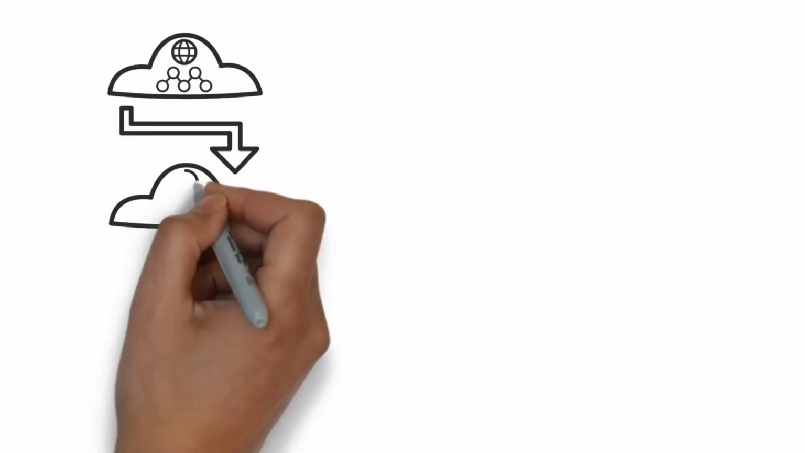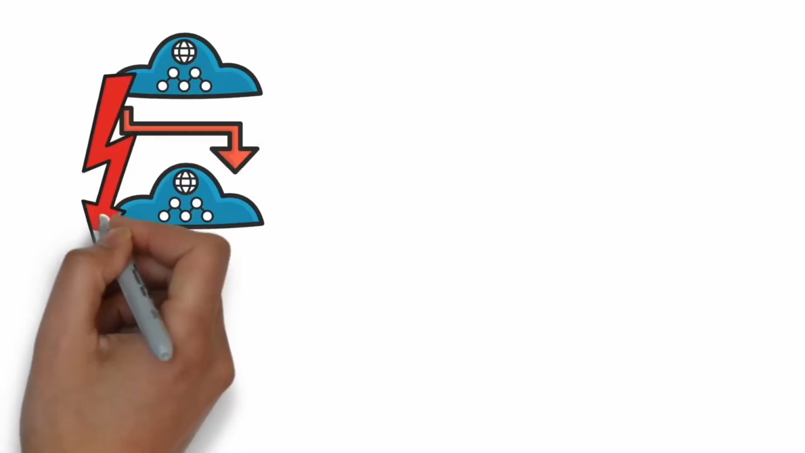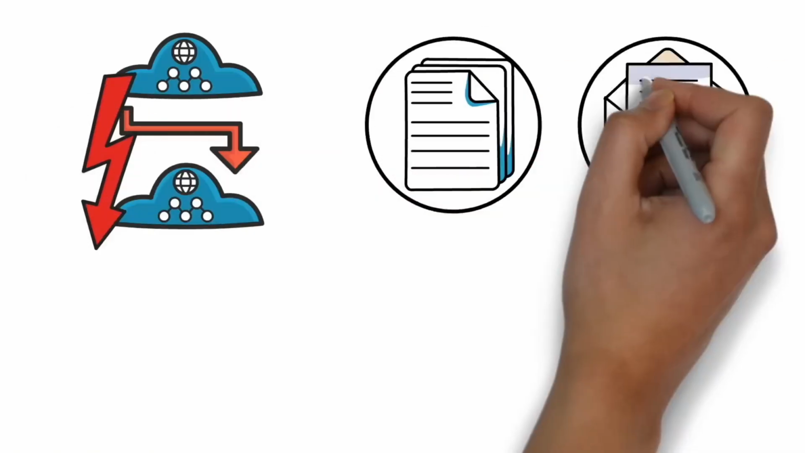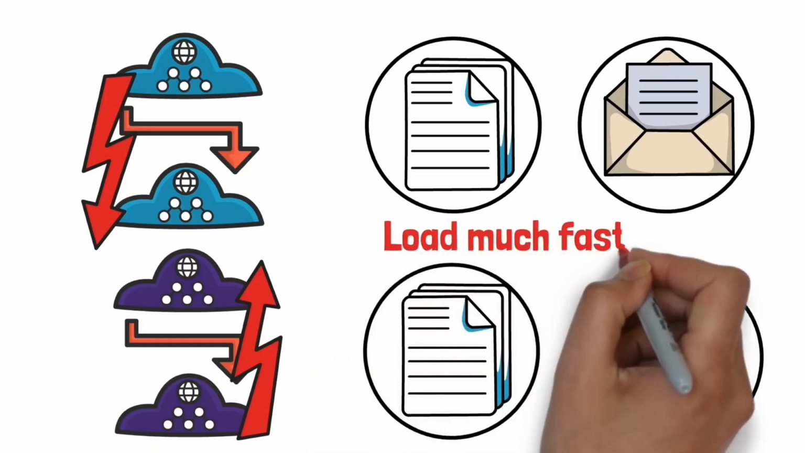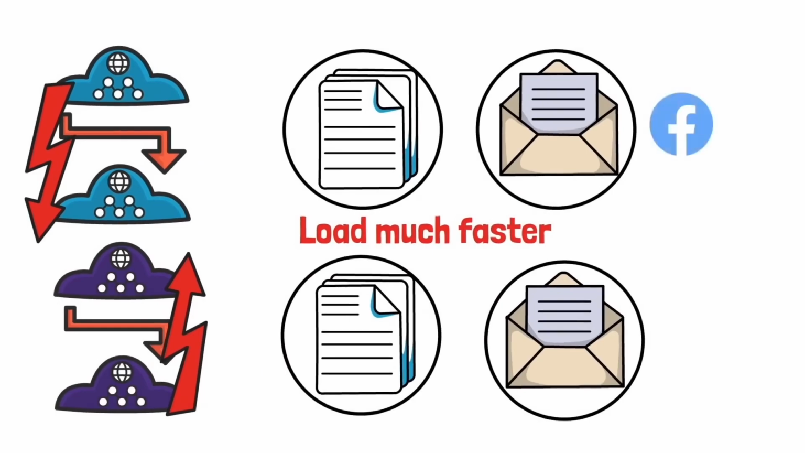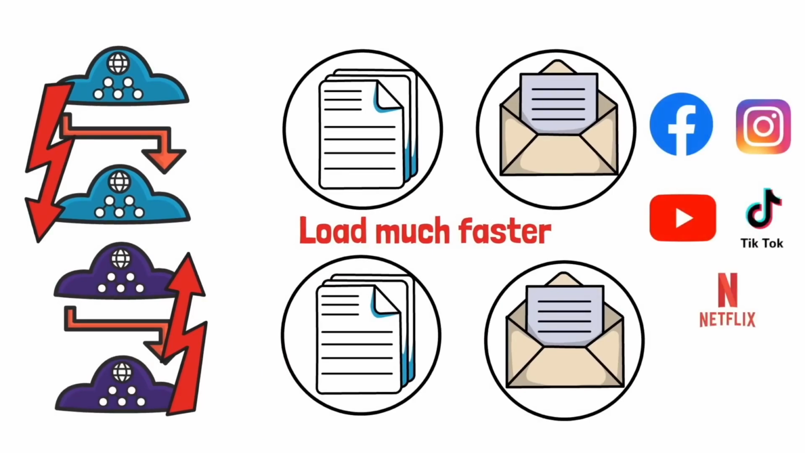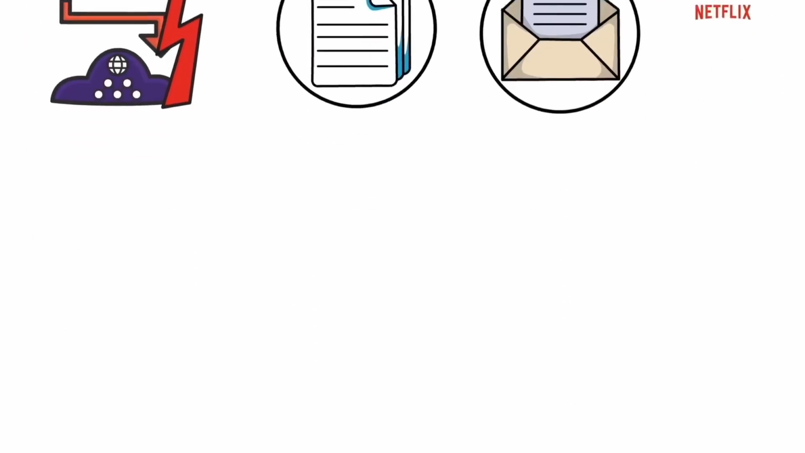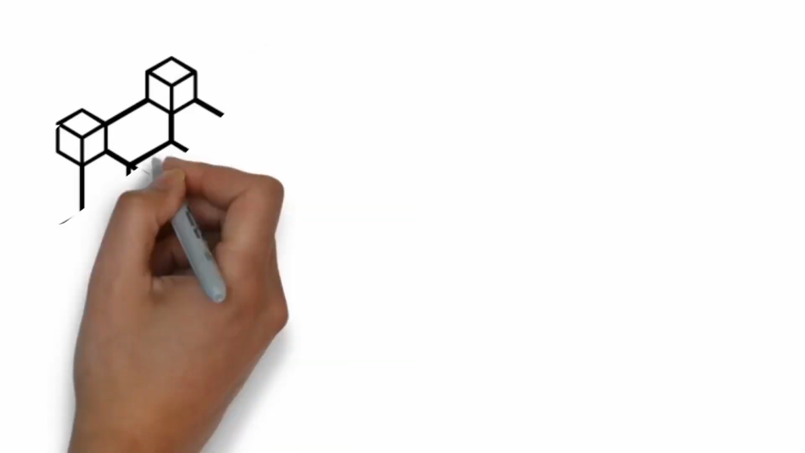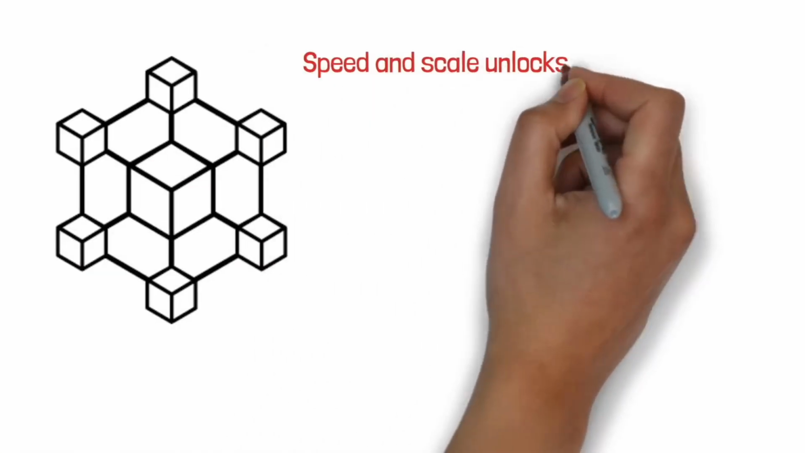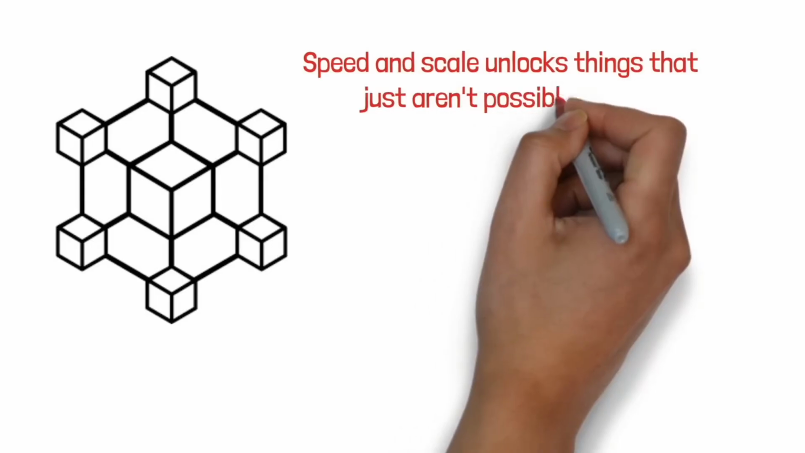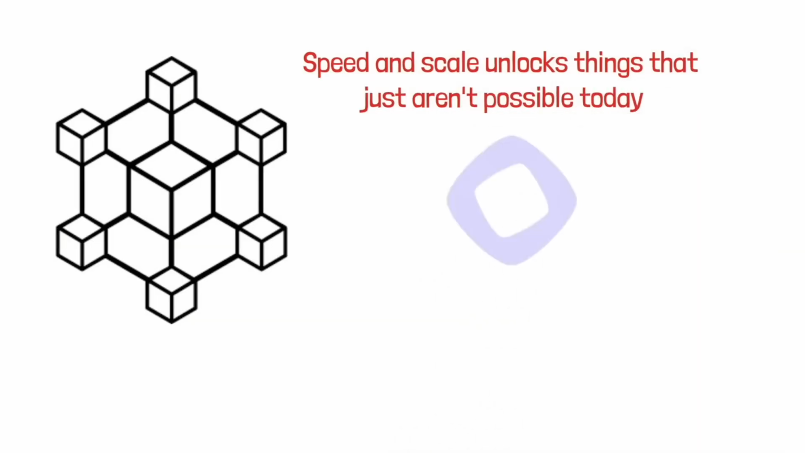And on the new design space, you can think about it like this. When the internet was really slow, there were web pages and email. When the internet got 1,000 times faster, you still had email and web pages that would load much faster, but you also got Facebook, Instagram, YouTube, TikTok, Netflix, and a whole bunch of other apps. That design space is what a hyper-fast and cheap blockchain will create, because this kind of speed and scale unlocks things that just aren't possible today. This isn't science fiction. It's what Monad is bringing to market.